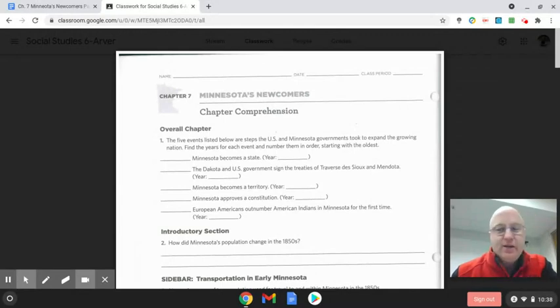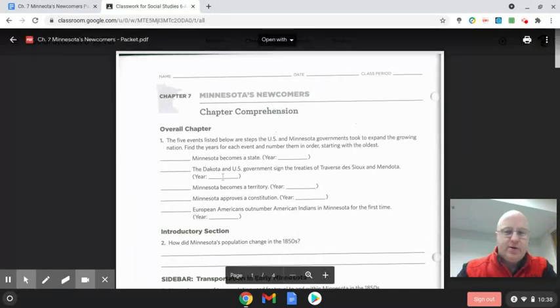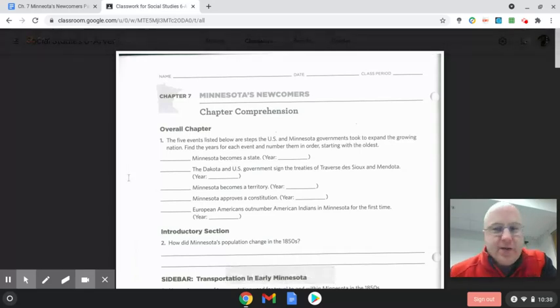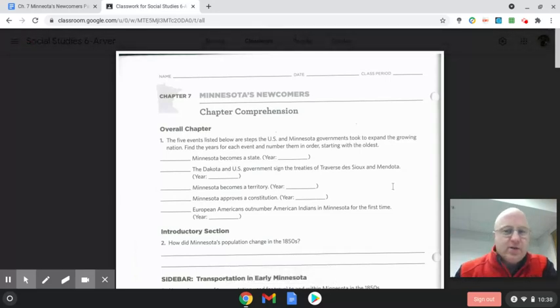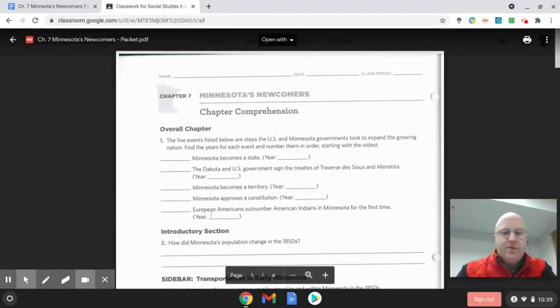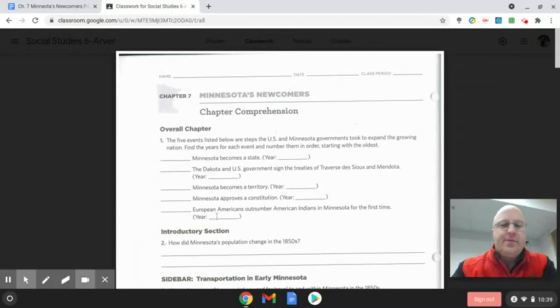That happened in 1851. So 1851 for the second one here. Minnesota became a territory in 1849. So a territory, 1849. Minnesota approved its constitution in 1857. So a reminder, the Constitution is the plan of government, and that happened in 1857. And European Americans outnumbered American Indians in Minnesota for the first time in 1855. So 1855 is when that happened.